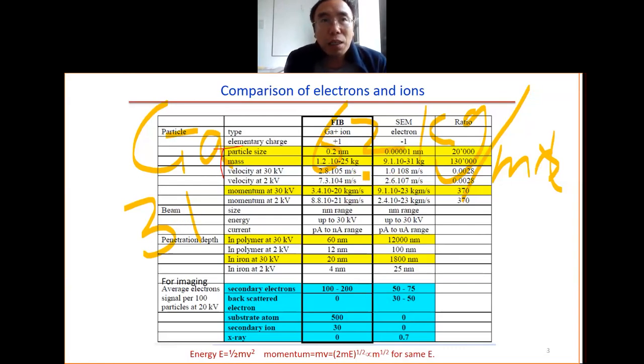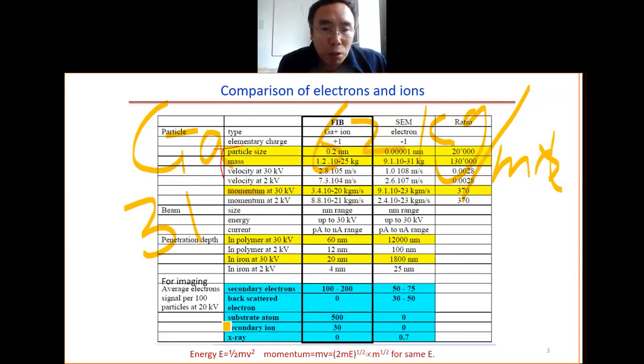We know the mass of each neutron or proton is 1,800 times that of the electron. As a result, for the gallium ion, the mass is 130,000 times that of the electron. So because we have the high mass, we have the high momentum. So this is most important for the ion milling process.